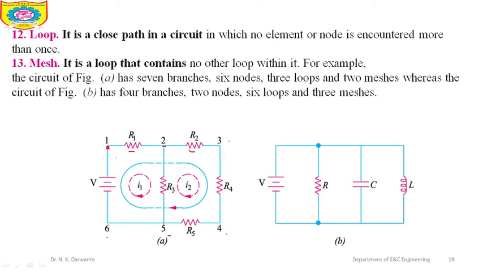Here you can see that first of all this is a loop, 1 2 5 6, this is one loop. Then another loop is 2 3 4 5, this is another loop. Okay, these are the two loops. Then one more loop we can say is there: 1 2 3, then this 4 5 6, and here back again. So you can see that there are 3 loops in this circuit.